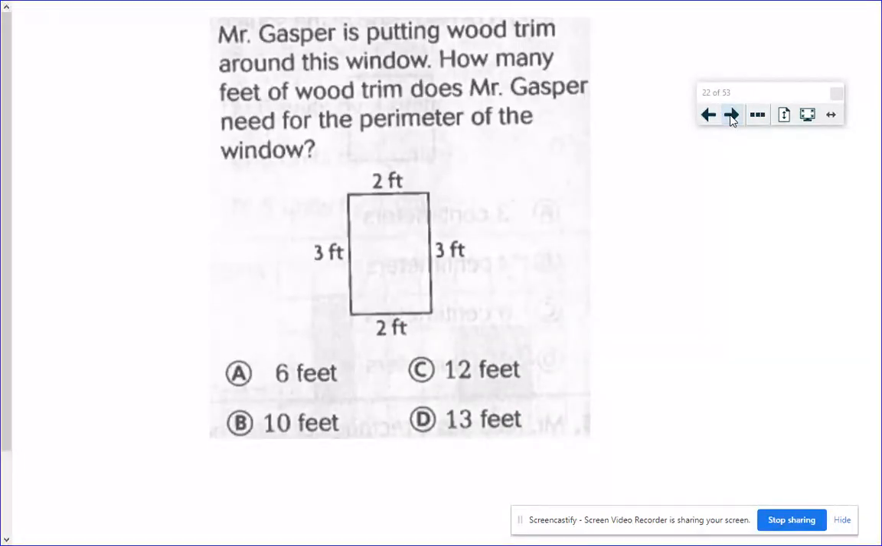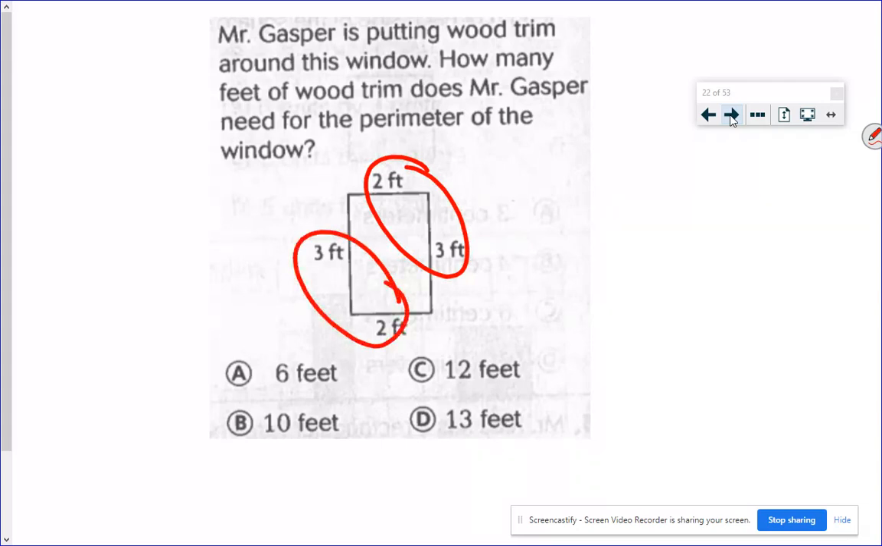Mr. Jasper is putting wood trim around this window. How many feet of wood does Mr. Jasper need for the perimeter of the window? Anytime you hear border, trim, outline, distance around, you need to think perimeter. If you'll pause the video, if you haven't already figured that out in your head, calculate the perimeter. So 2 plus 3 is 5, 2 plus 3 is 5, 5 plus 5 is 10 feet.